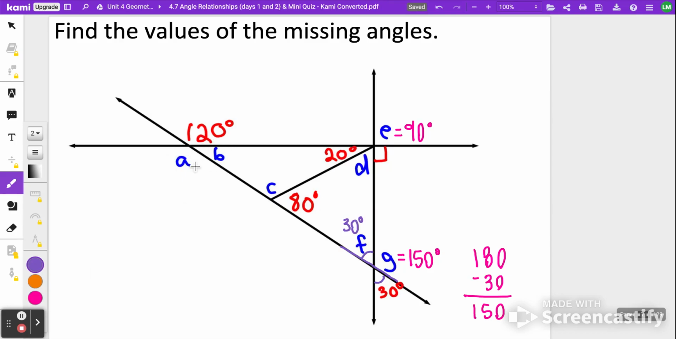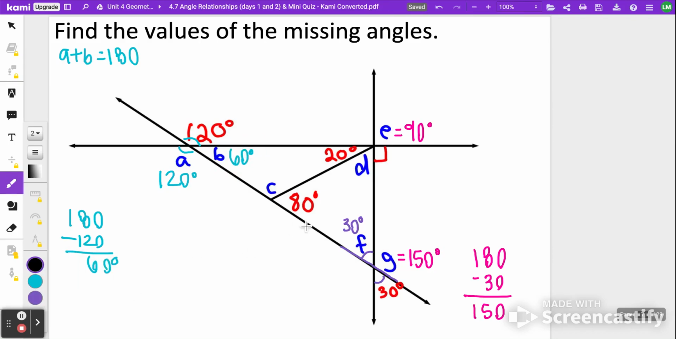Let's come over here to A and B. Letter A is vertical from 120, right? So A is also going to be 120 degrees. Letter B is right next to 120, and it's making a straight line, so A and B are making a straight line together. That means A plus B should be equal to 180 degrees as supplementary angles. I already have 120, so I take 180 and subtract 120, and that gives me my B value of 60 degrees.